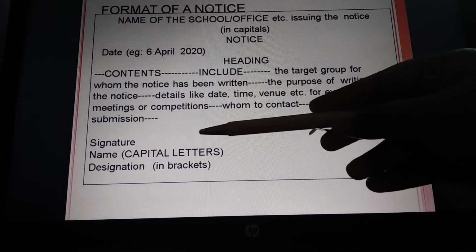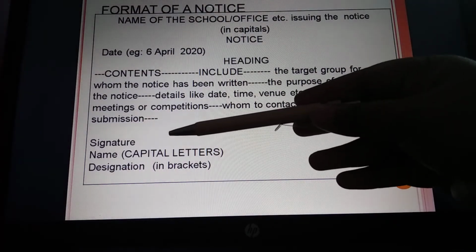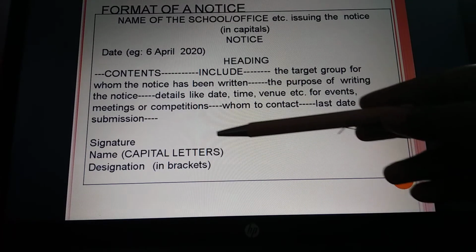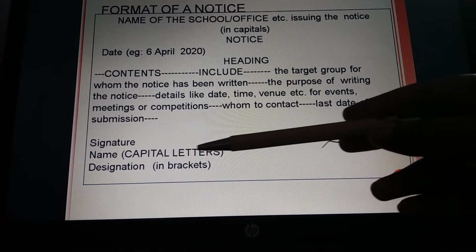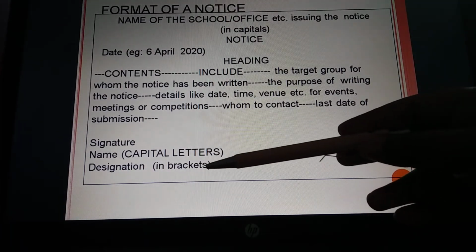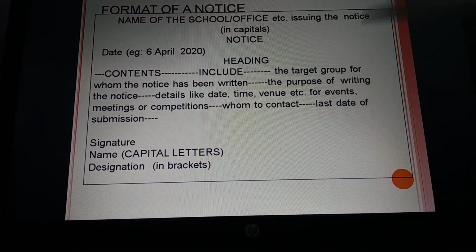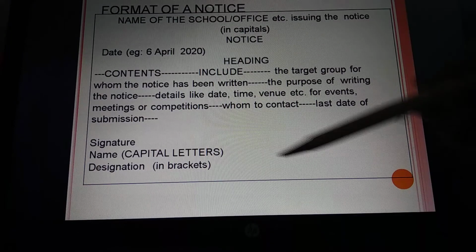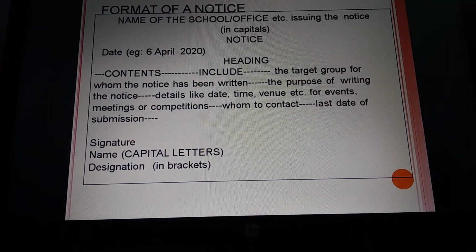Finally, how to conclude? First, signature, name in capital letters, and finally the designation which is mentioned in the brackets. Once you are through with this, don't forget the box which finalizes the notice. So that is the format. Now let's apply these points and the format in the form of a sample question.